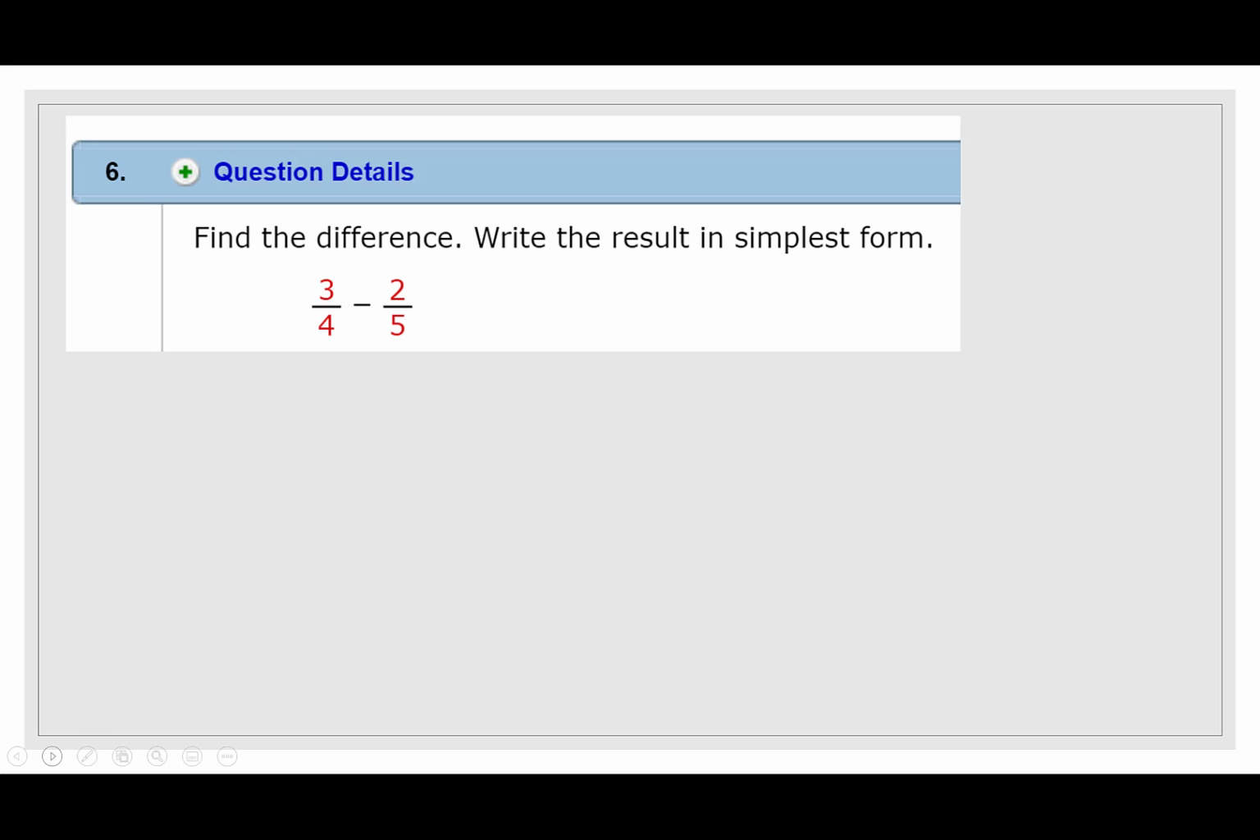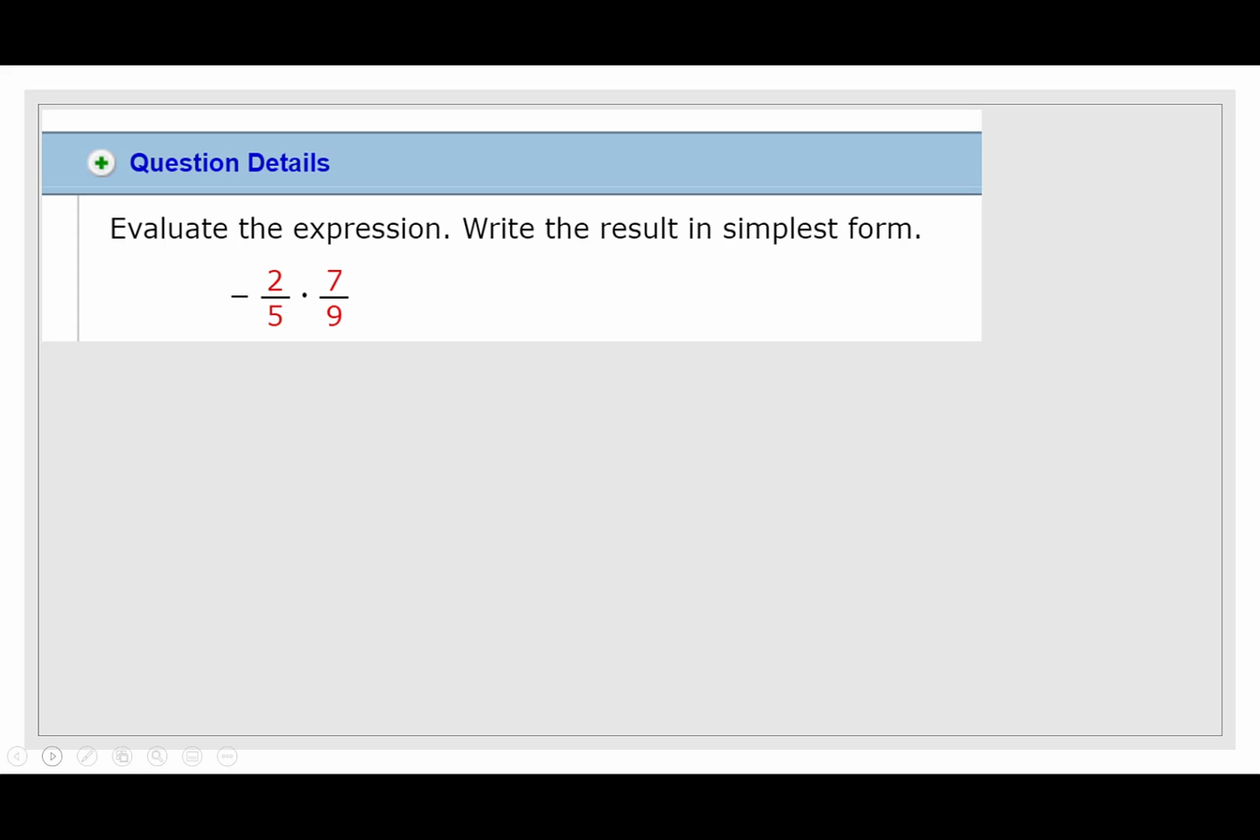This example says find the difference and then write the result in simplest form. So just like the addition problem we just worked, this subtraction problem also needs to be rewritten with common denominators. This time the denominator will be 20. The first fraction was multiplied by 5 over 5, so the numerator is now 5 times 3, which is 15. The second fraction was multiplied by 4 over 4, and so the numerator is 2 times 4, which is 8. Now that the denominators are matching, you can subtract across the top to get an answer of 7/20.